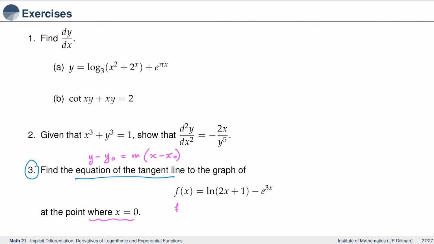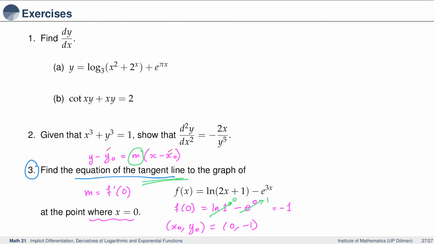Y naught is the function value at 0, so f of 0, if we evaluate, that gives us ln 1 minus e raised to 0. ln 1 is equal to 0, and e raised to 0 is 1. So therefore, the function value at 0 is minus 1. Thus, the given point on the tangent line x naught, y naught is equal to 0, minus 1. So we already have x naught, we already have y naught. All that's left to do is find the slope of the tangent line, which is actually just the derivative f prime of 0. So to evaluate that, first we need f prime of x, right?